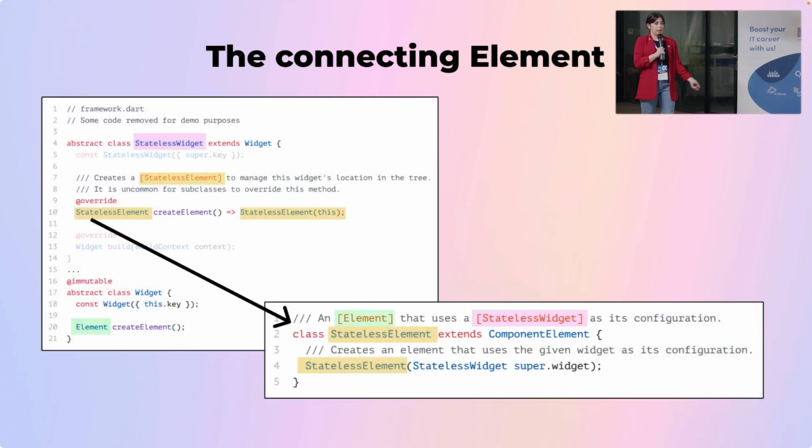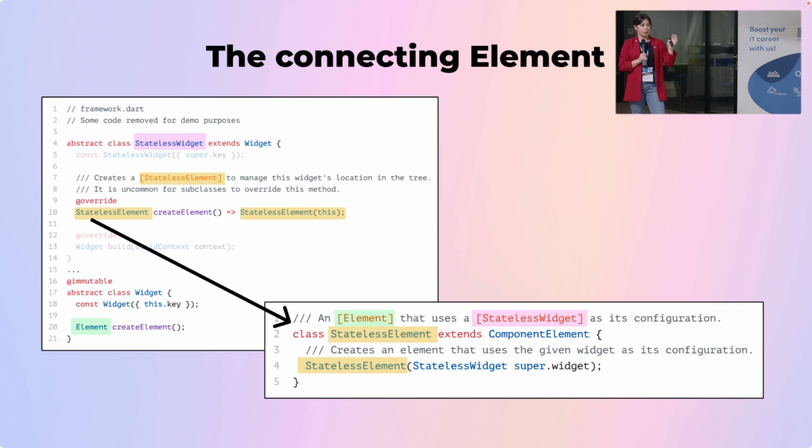Okay, let's take a look at what exactly is stateless element. And I'm really sorry for the highlights. I was expecting higher contrast, so I'll be reading aloud. So class StatelessElement extends ComponentElement, but what we care about is the comment on top. It says that this is an element that uses stateless widget as its configuration.